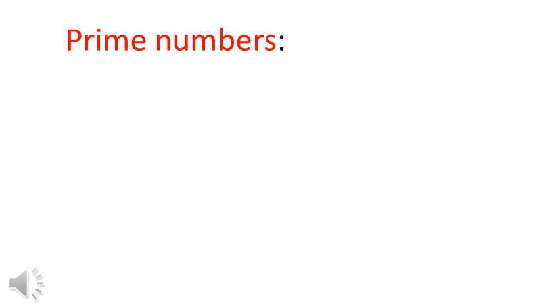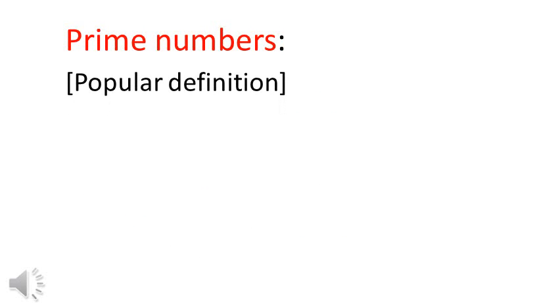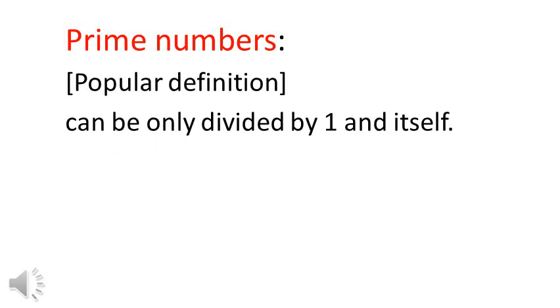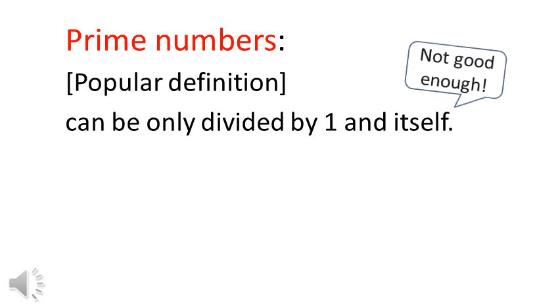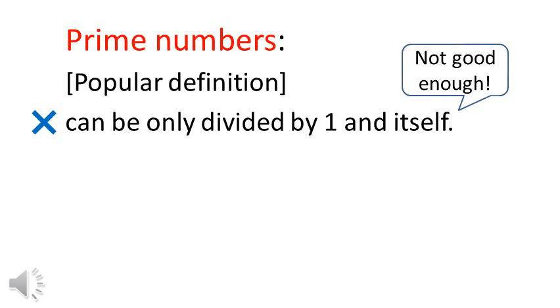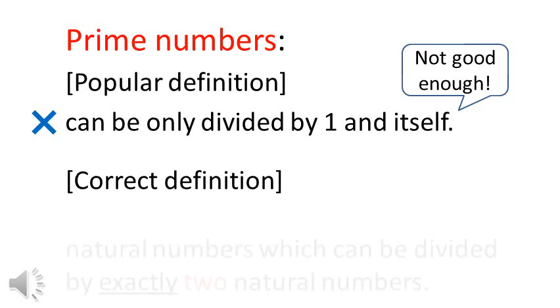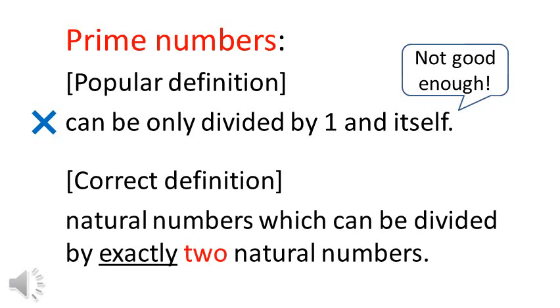Now let's look at the definition of prime numbers. A popular definition is that prime numbers can be only divided by 1 and itself. This definition is alright, but not good enough, because it confuses you about the number 1. We will explain it on the next slide. So what is the correct definition? Prime numbers are natural numbers which can be divided by exactly 2 natural numbers. We will see some numbers individually.